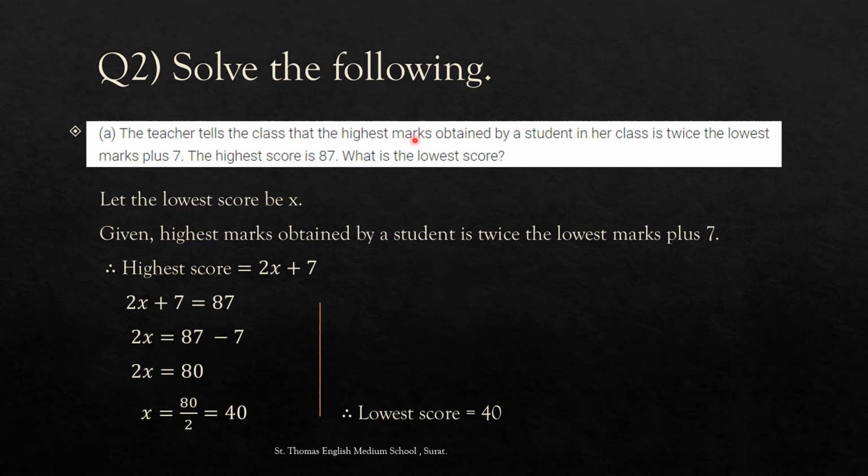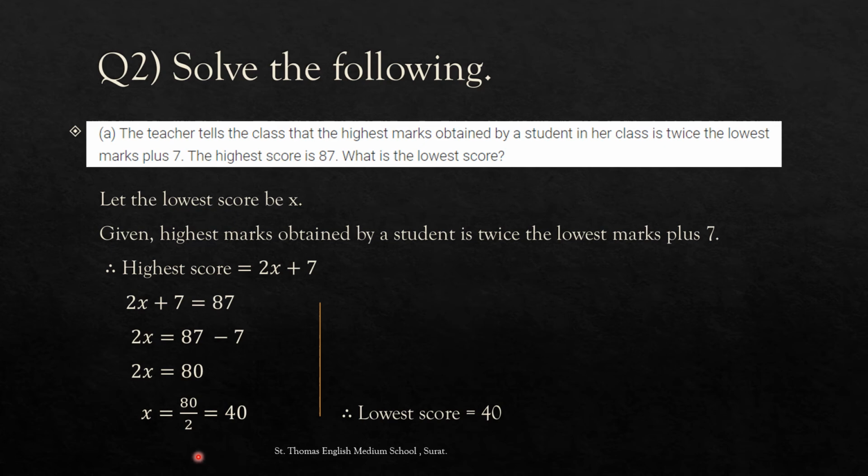Now read the question. What is given in the question? Highest mark obtained by a student is twice the lowest marks plus 7. Twice means 2x. The lowest mark we have taken as x. So 2x plus 7. Clear? So highest score is equal to 2x plus 7. And what is the highest score? It's already given. Highest score is 87. So we can substitute here, that is 2x plus 7 is equal to 87. That is plus 7. If it goes here, it becomes minus 7. 2x is equal to 87 minus 7, that is 80. So x is equal to 80 divided by 2.